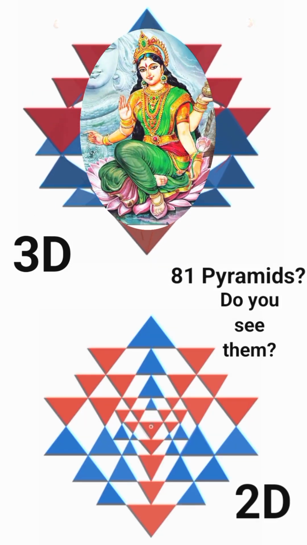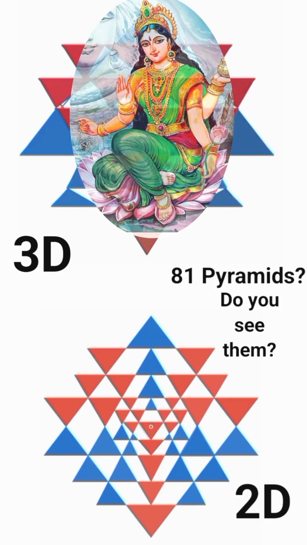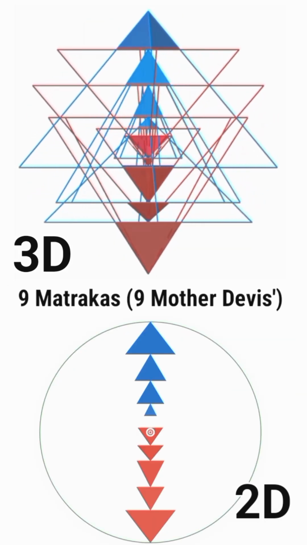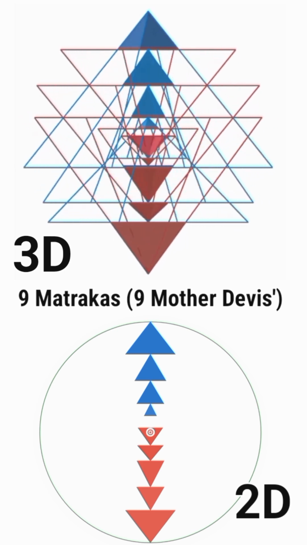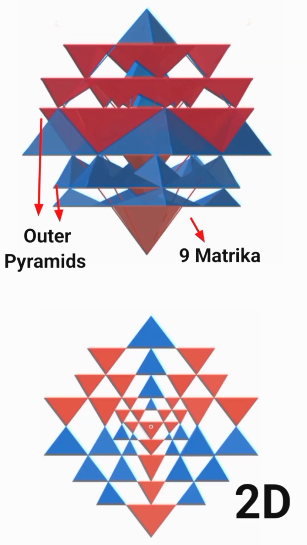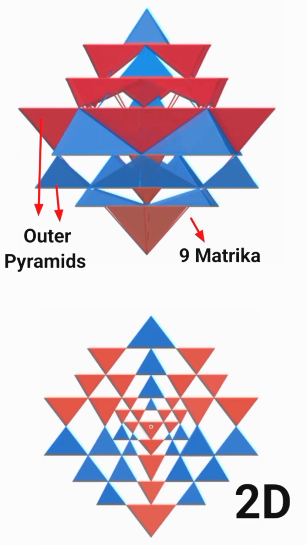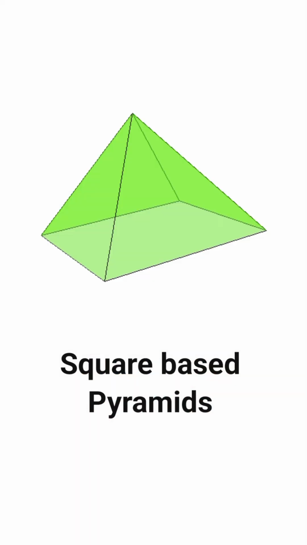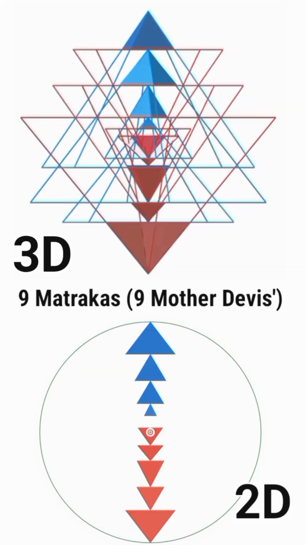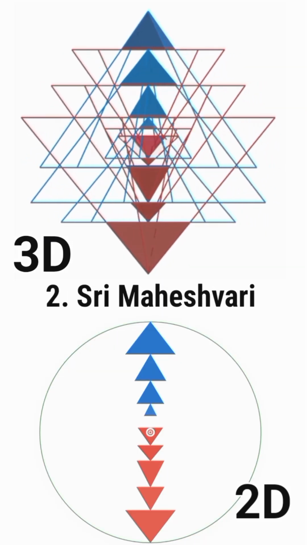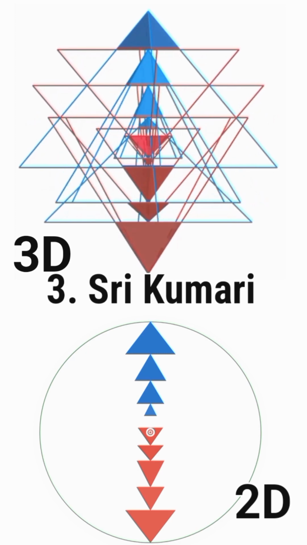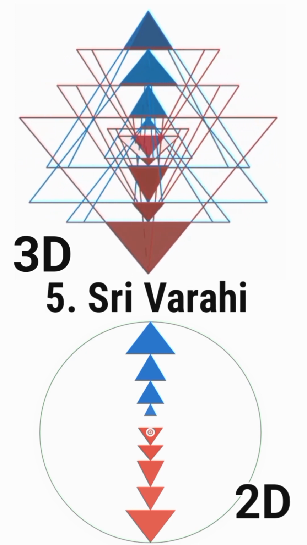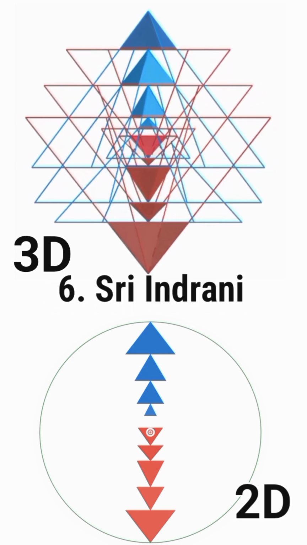Now these are my further thoughts. There are 9 matrikas in the center, as if they are holding the hands of other devatas around them. The 9 central pyramids are square-based pyramids. Let us call them matrikas. The names of the matrikas are Shri Brahmi, Shri Maheshwari, Shri Kumari, Shri Vaishnavi, Shri Varahi, Shri Indrani, Shri Chamunda, Shri Mahalakshmi and Shri Mahatripura Sundari.